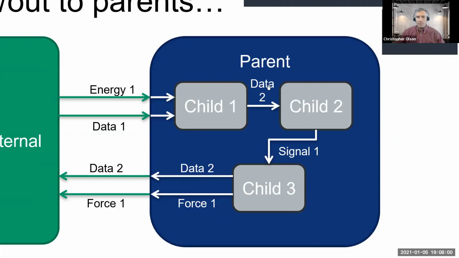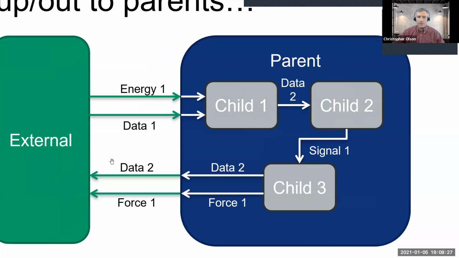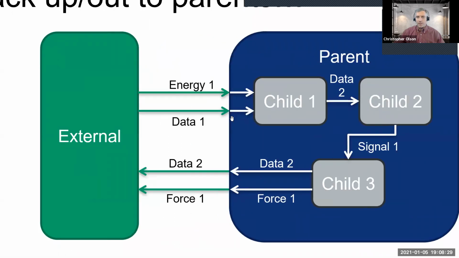The child does its magic and it provides another data element to the second child here. This child does magic with that data. It takes that data and does some stuff, and it provides a signal as an output, and it goes into child three. Child three takes that signal, it does some magic, and it provides the second data element and the force as an output. Back to the parent. In the architecture that you're creating, you'll give it to the parent, and then the parent will again give that element to the external entity.